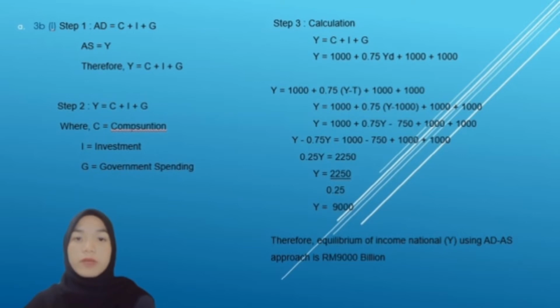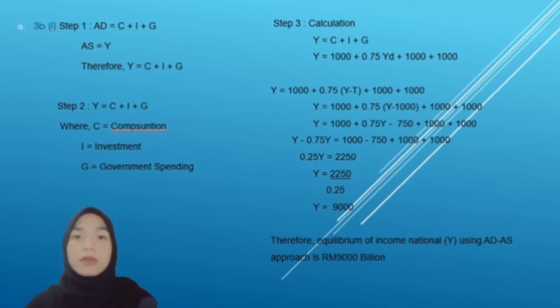Now I want to present question number 2B1, which is find the aggregate demand and aggregate supply approach. First of all, step 1: we find AD equals C plus I plus G, while AS equals Y. Therefore, Y equals C plus I plus G.